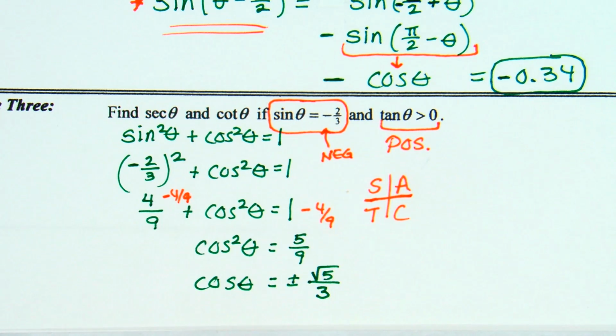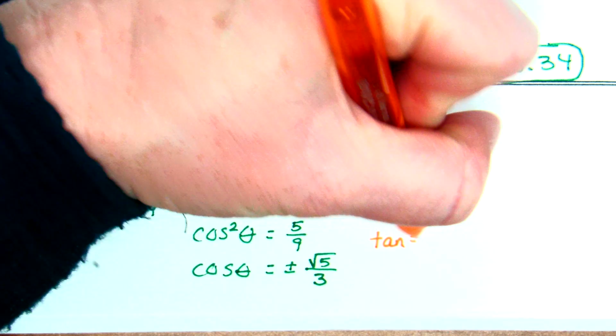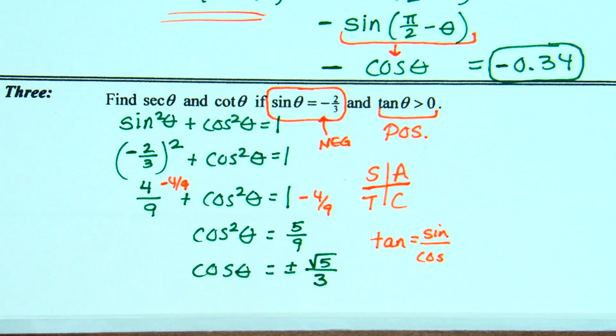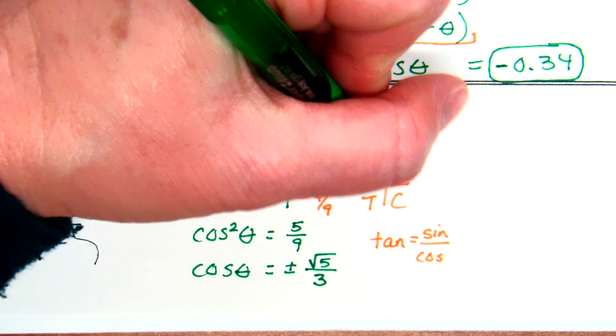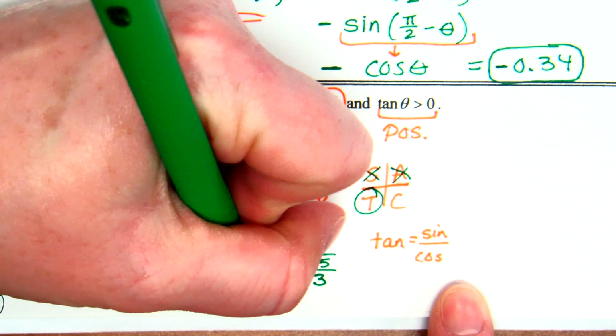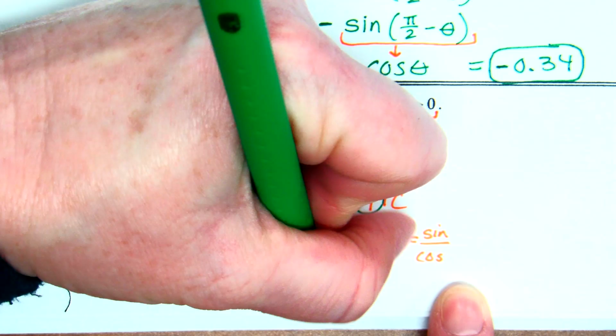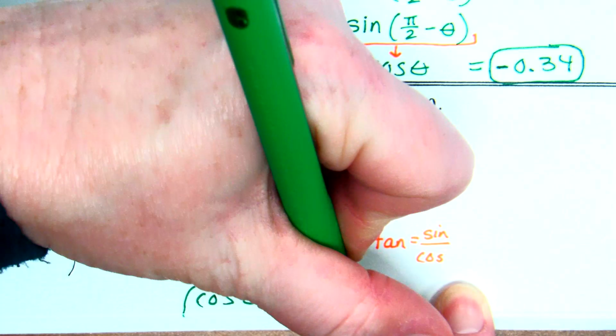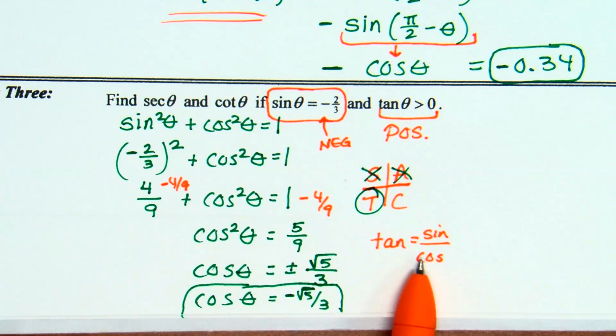I don't know if you were thinking all students take calculus, or were you thinking tangent is sine divided by cosine? Both work. Because tangent is sine divided by cosine, that works too. But right here, we need sine to be negative, which is not quadrant 1, not quadrant 2. And we need tangent to be positive, which has to be quadrant 3, where cosine is negative. So cosine of theta is negative square root of 5 over 3.